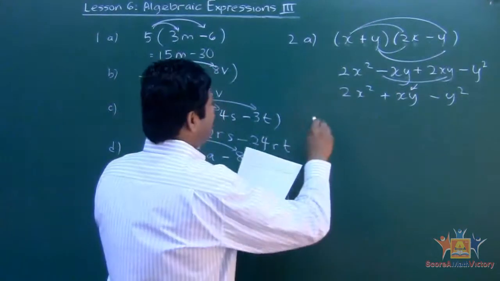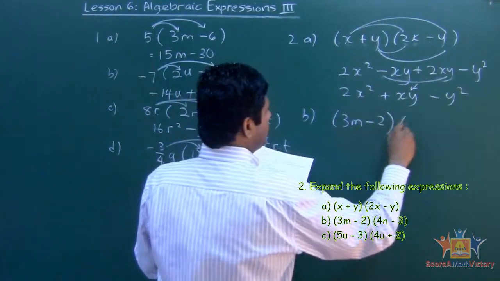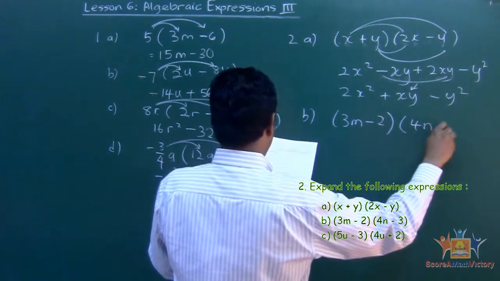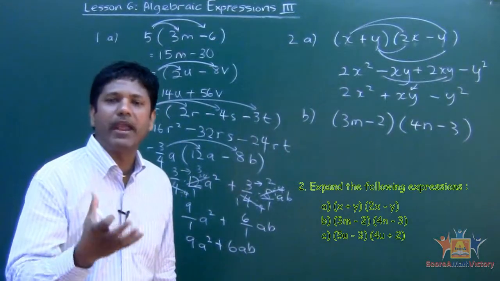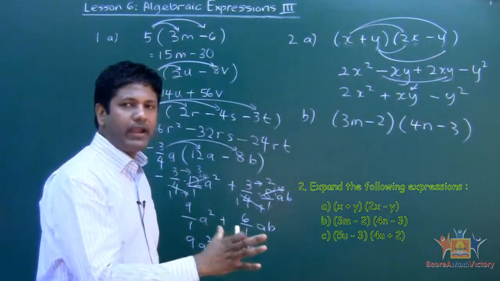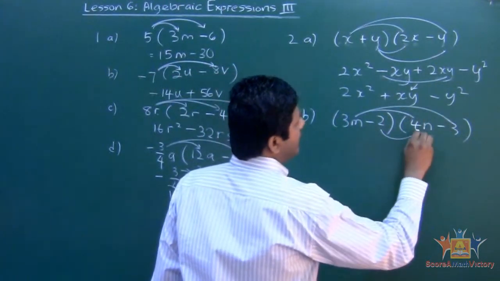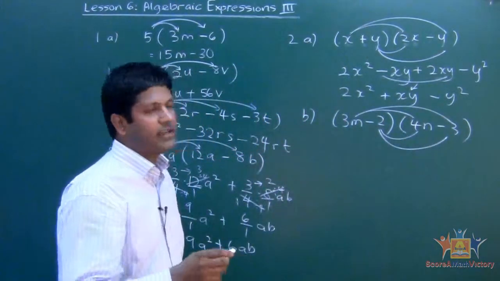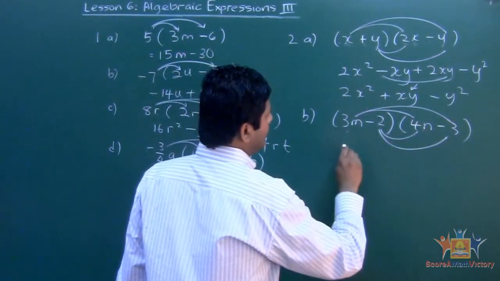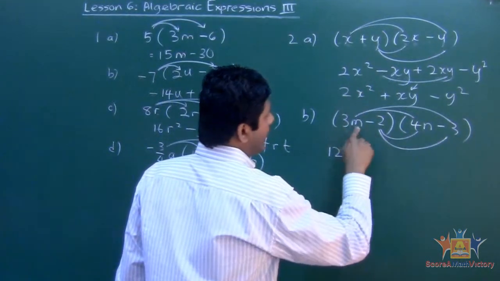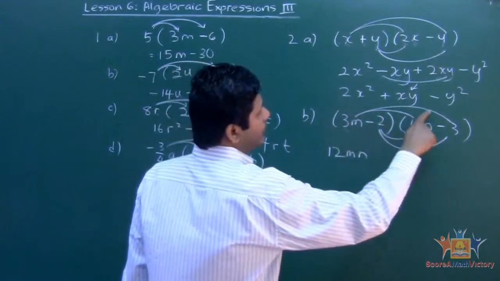Alright, B. You're given 3m minus 2 times 4n minus 3. We've got 2 brackets. We're expanding the 2 brackets. Again, when you've got 2 brackets, we can still use the shooting arrow, but we're going to do the top and the bottom. When we do the top and bottom, that creates a sleeping moon. So 3m times 4n gives me 3 times 4 is 12, m times n, mn.